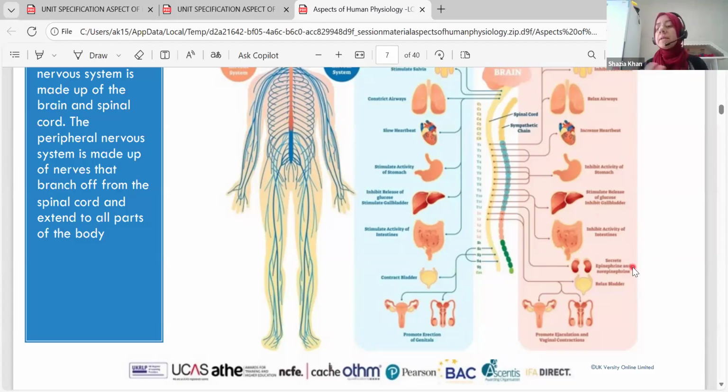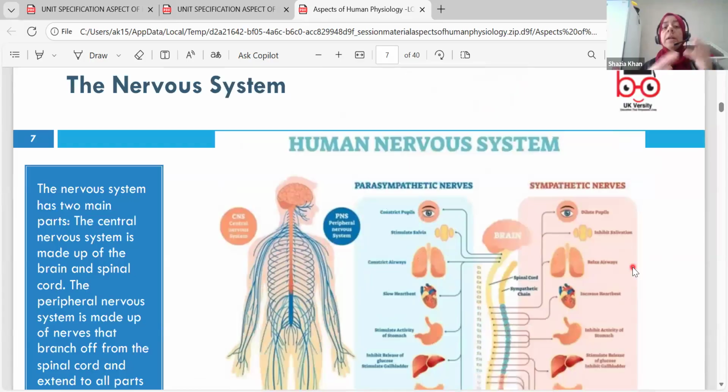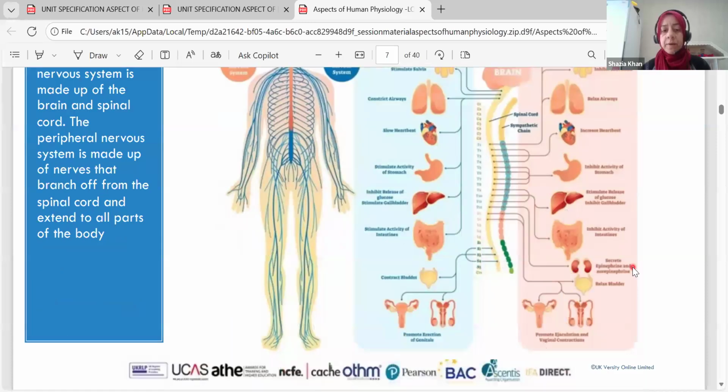Okay, so as you can see, there are different functions, but they're a complete opposite of each other. The sympathetic and the parasympathetic nervous system make up the whole setup of the peripheral nervous system. Peripheral is all apart from the central. So central is brain and spinal cord, peripheral is all other body parts. These nerves spread out everywhere.